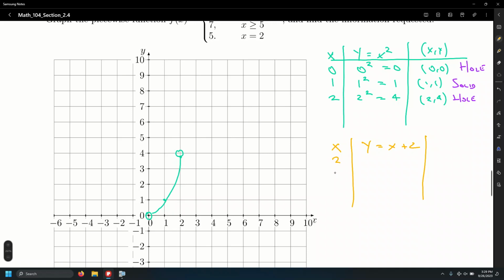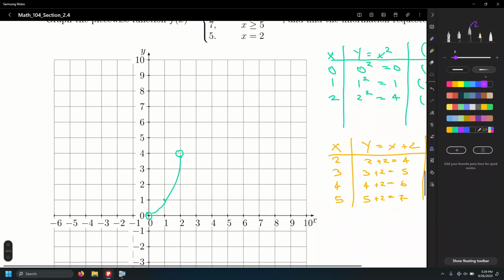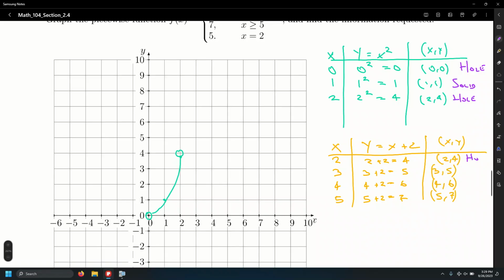So 2, 3, 4, and 5. That is x, y. And well, that is 2 plus 2, 3 plus 2, 4 plus 2, and 5 plus 2. That equals 4, 5, 6, and 7. That's going to give us the ordered pairs (2, 4), (3, 5), (4, 6), and (5, 7). And again, the endpoints (2, 4) and (5, 7) are holes.